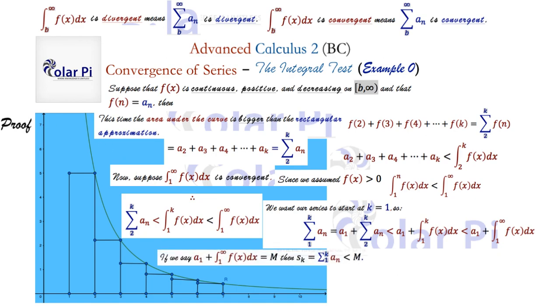How about here? Well, if we say that a1 plus the integral from 1 to infinity of f of x dx, this here, is some number m, since we already said that the integral converges, then that means that a1 plus this number has got to be some finite number m, right? Okay, so that means that our series is bounded, right?